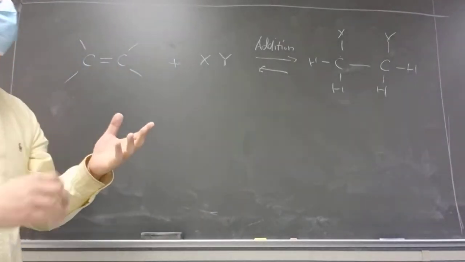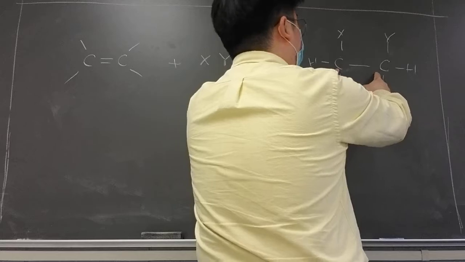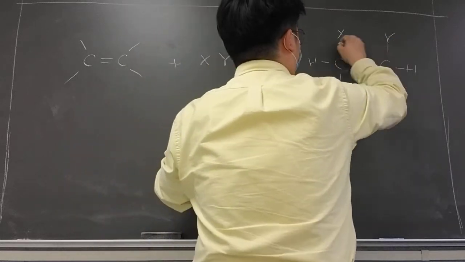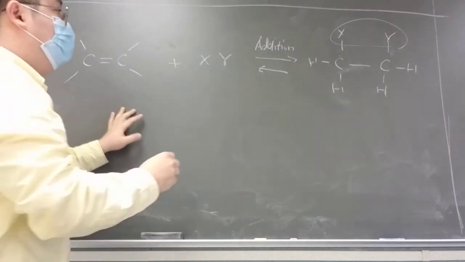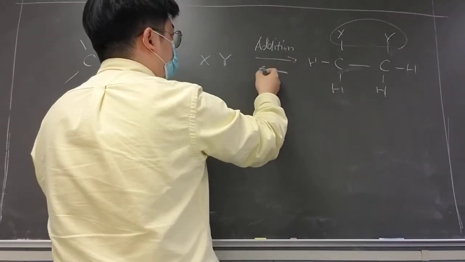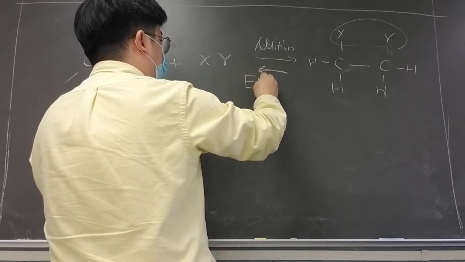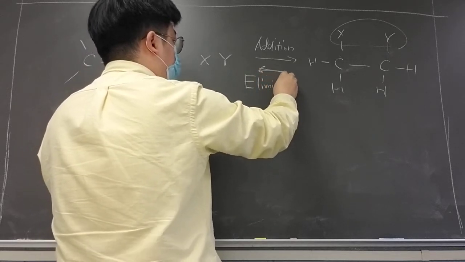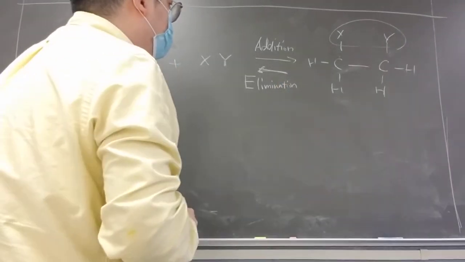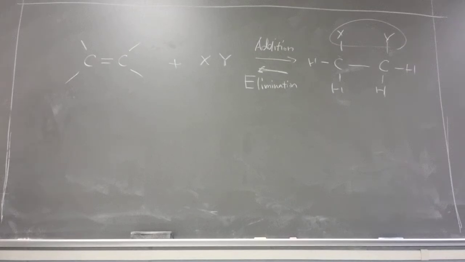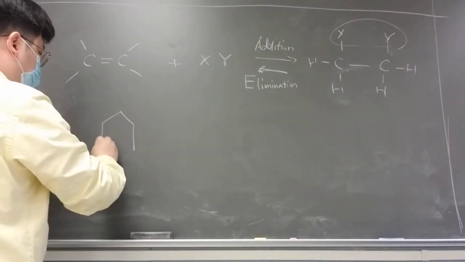But if you think about it backward, if you have two groups on these two carbons, maybe you can eliminate those two to make it back into the alkene form again. So then the reverse, or you can say the back reaction, will be elimination. Kind of makes sense, right? Okay. So one example I can give you is this.